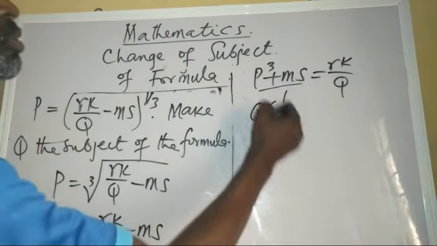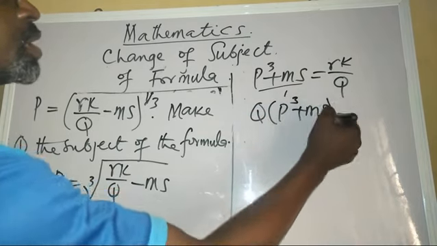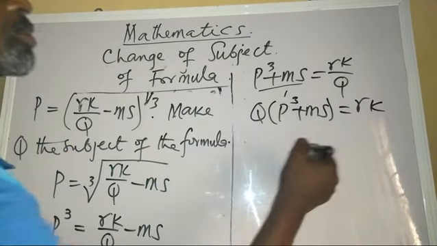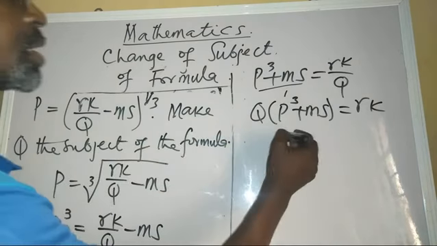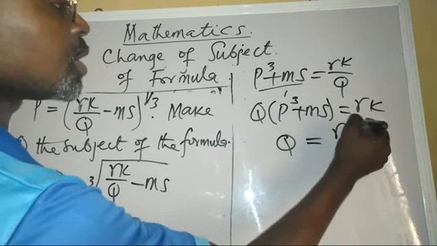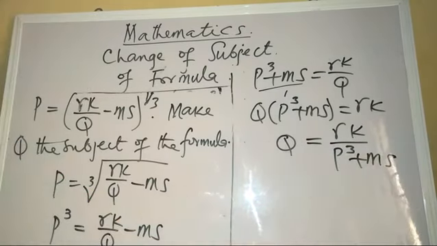So we have Q bracket P cube plus ms is equal to Rk. Remember, we need Q, so we don't need to open the bracket. Q will now become Rk over P cube plus ms. That is how to make Q the subject of the formula. You find out that if you follow the procedure step by step, change of subject of formula is one of the simplest topics that we can easily find in mathematics.